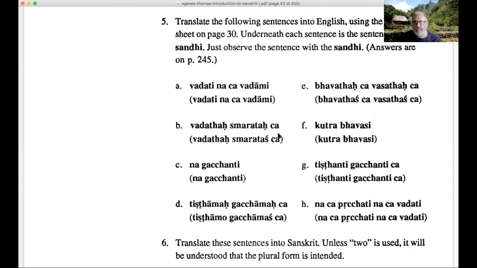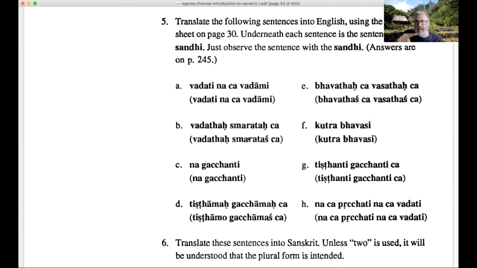Vadathaha means that it's dual. I think it's you both speak, and you both... No. They too remember. You two speak. They too remember. Right? Yeah. The difference is here. This is a tha, and this is a ta. Yeah. This is tha, and this is ta.